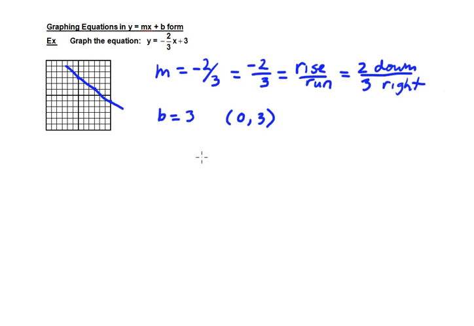That's how I can graph this equation using slope and y-intercept without explicitly plotting points except for the y-intercept as your initial anchor point. Because these numbers, the slope and the y-intercept, are written explicitly, they're very easy to see and readily available, so using them to graph the line is usually a very quick way of graphing.